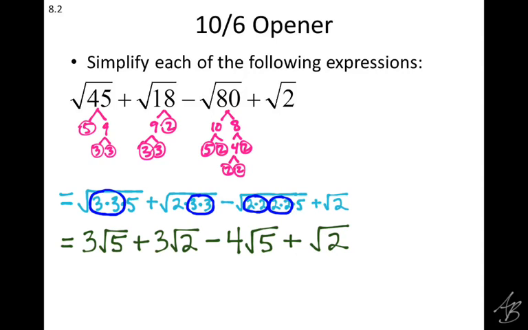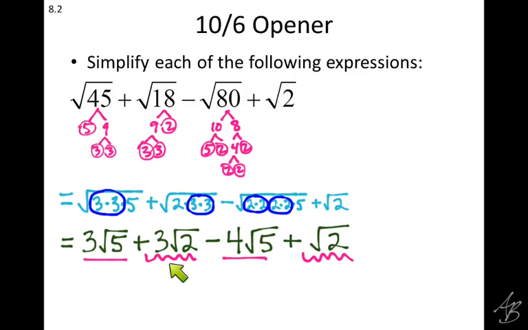Now, we do have some like terms here, right? What are our like terms? Square root of 2's we have right here and right here. And square root of 5's we have right here and right here. When we write our answer, which one of those do we want to put first? We want the least one, right? So we want the square root of 2's first. So let's go ahead and combine those.